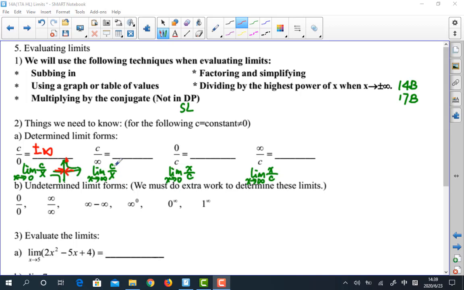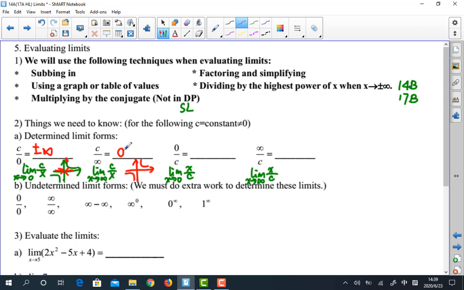Okay, so let's look at c over x when x is approaching infinity. When you sub infinity in for x, let's still assume c is greater than 0. When x is approaching positive infinity, the function value y is approaching 0. When x is approaching negative infinity, the y value is also approaching 0. Anyways, c over infinity is a determined form. When x is approaching infinity, c over x is approaching 0.